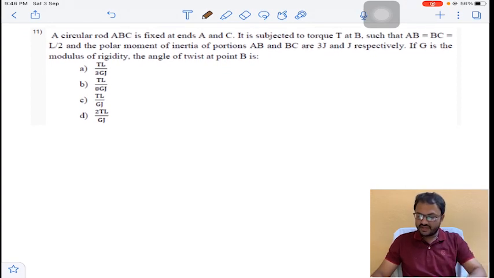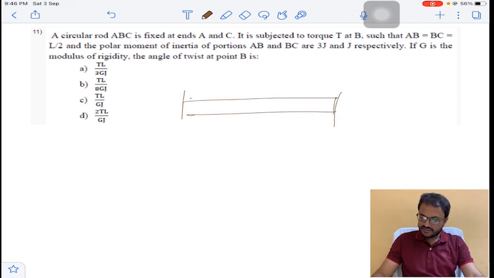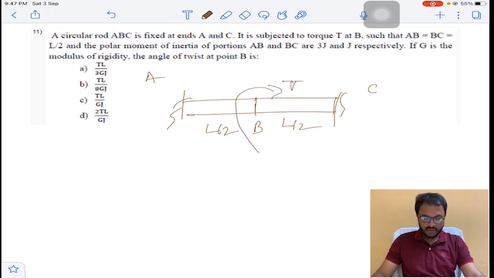A circular rod ABC is fixed at A and C. So this is A and this is C, and somewhere there is a point B at a distance L by 2 from both faces. He applied a torque T at point B, and the portion AB has polar moment of inertia 3J, and BC has J. Now what is the angle of twist? Theta is equal to question mark.